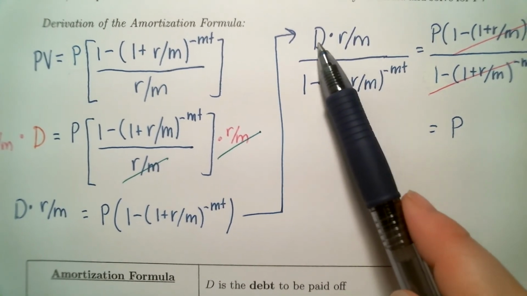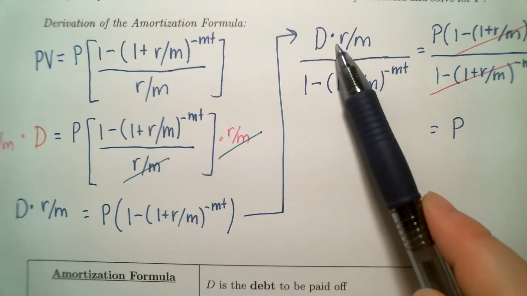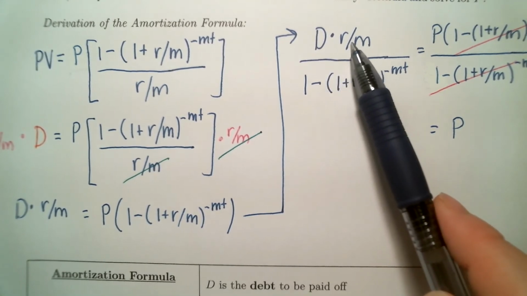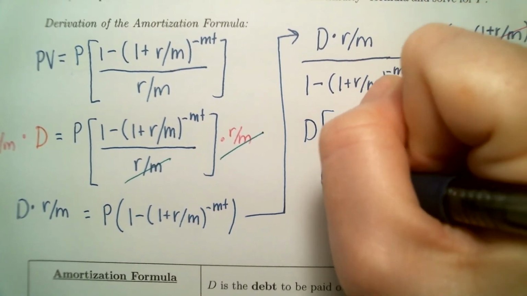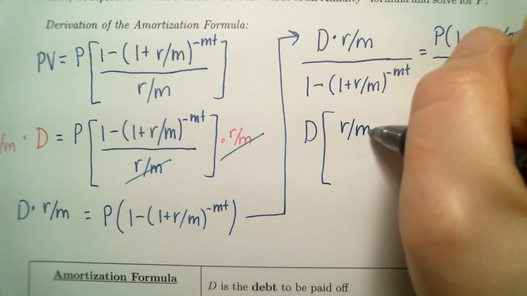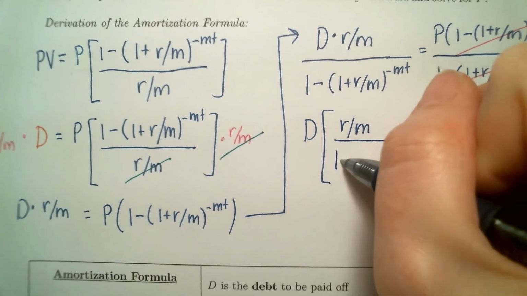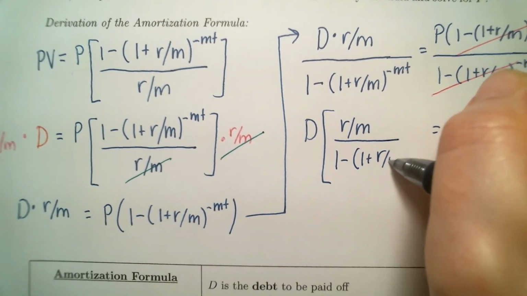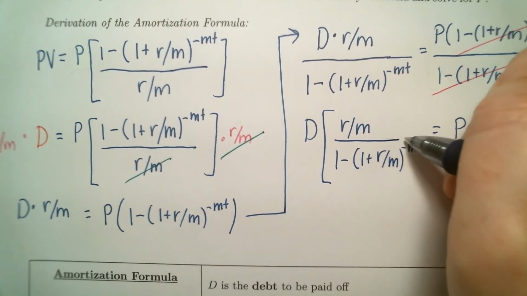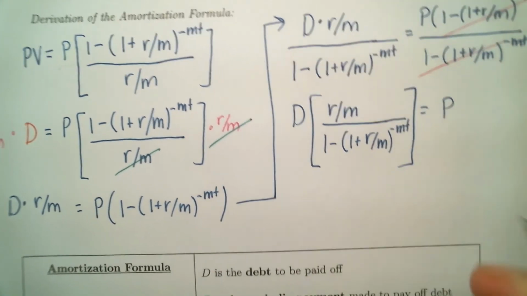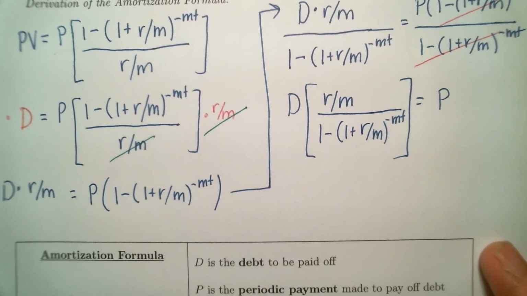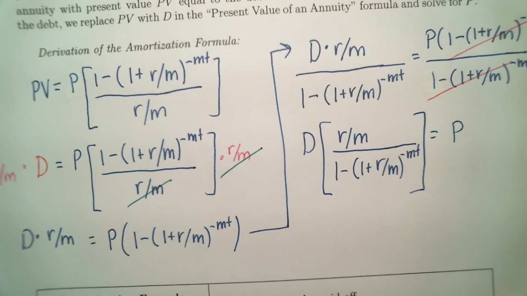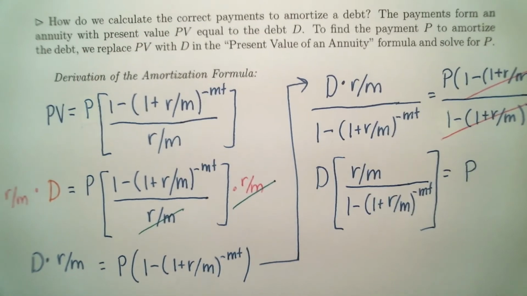So basically, what you can do here algebraically, since you've got D times R over M, is that D can go out front, and then you can have just R over M in the top. Rules of algebra say you can do that. So this is kind of where your amortization formula comes from. Now it's exactly what we have right here. I know this is kind of boring and like, why are you doing this? You do not need to know how to derive this formula at all.